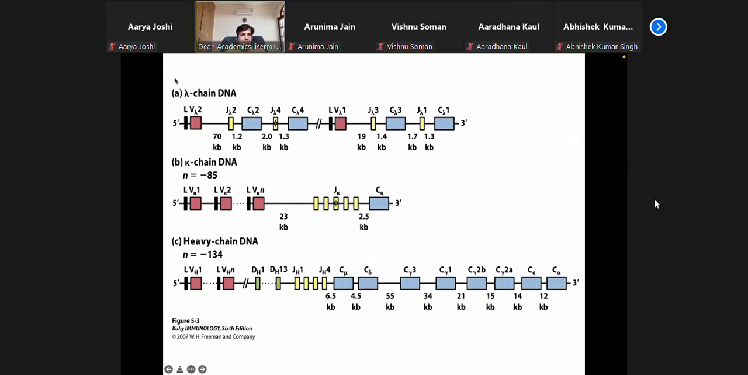You have a question? So what does the psi sign in two of the J segments signify? It's a pseudo gene. They discovered that the sequence is similar to J, but somehow it is not utilized in any of the clones. Pseudo gene. Fine, sir.